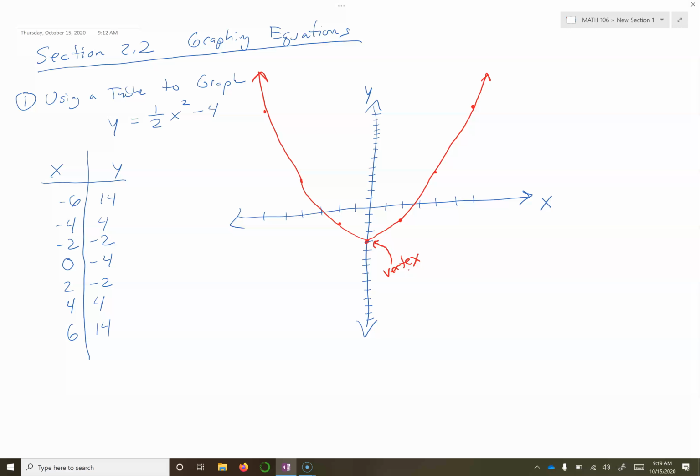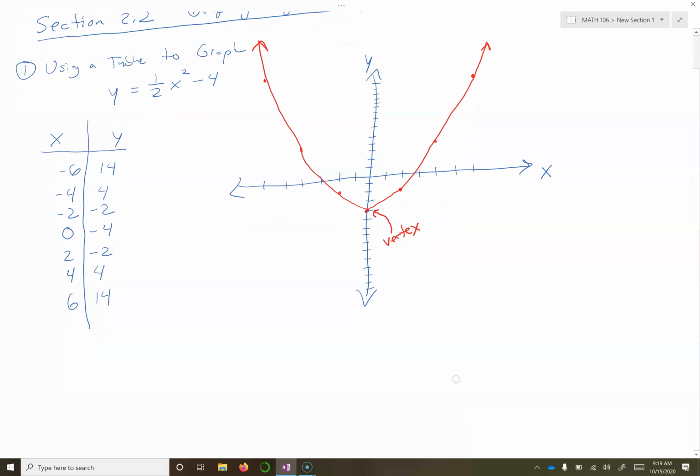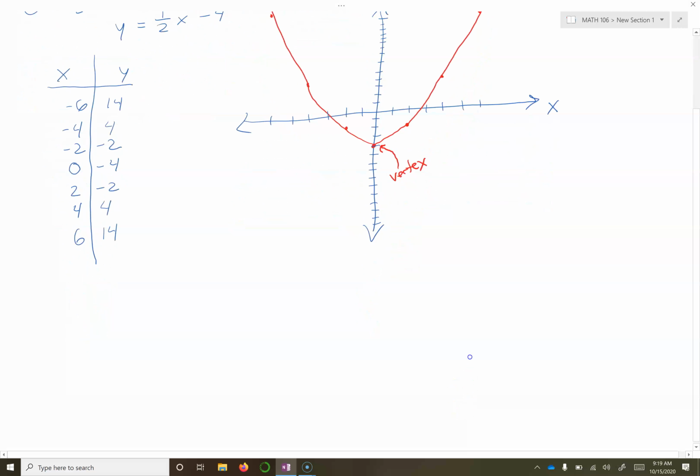So really, you could be given any equation and use this table method to draw it. The only thing that sucks about it is it takes a while, right? It takes a while to go through all those things. So there's probably better methods. And there's other things that we can do to help graph equations. All right, so that's using a table to graph. I think that's pretty self-explanatory. You just have to be smart about what x values to choose.